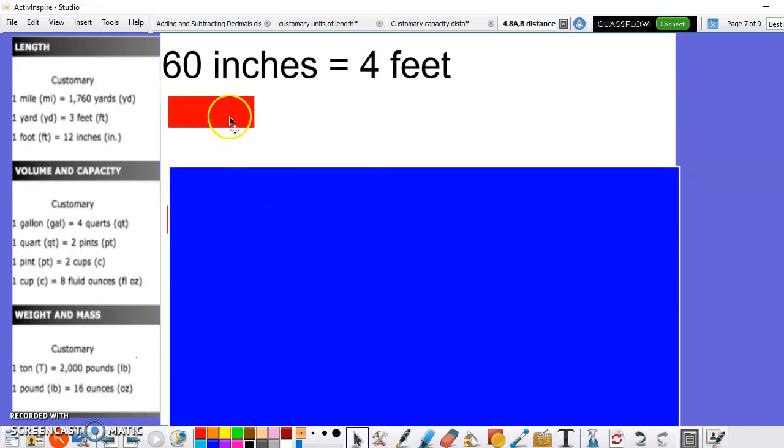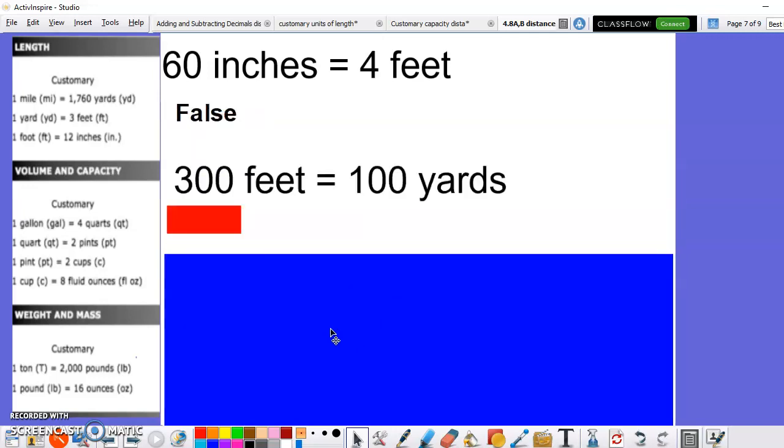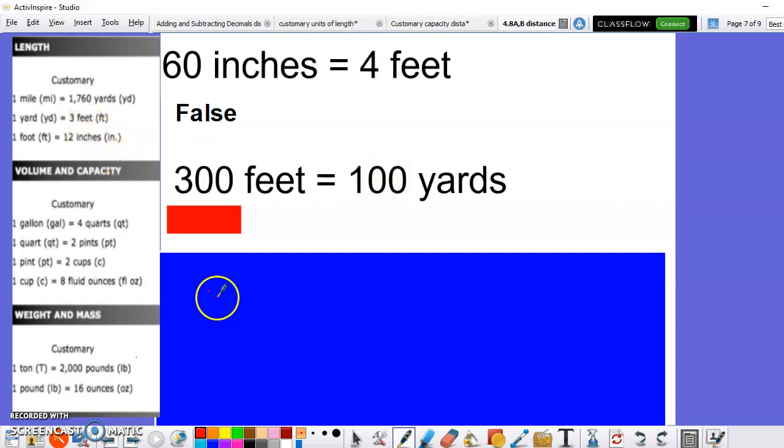So my answer is false. All right. Is 300 feet equal to 100 yards? So then again, I would come over here and look at my reference sheet. Now I'm going from yards to feet. So for every 1 yard is 3 feet. So if I have 100 yards, it means I'm just going to multiply that times 3. So it's 3 times 100, 300. It is. So this answer right here is true. That is a fact.